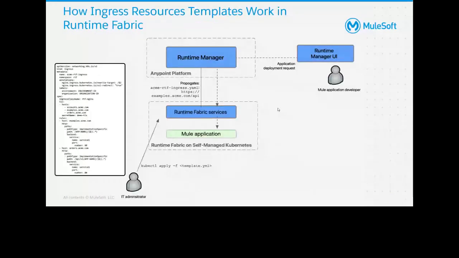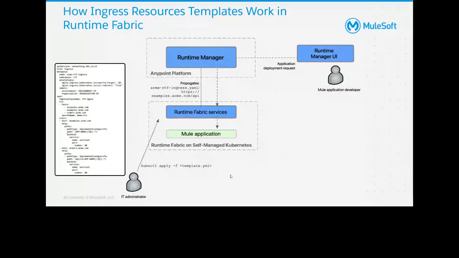So now you have RTF on your self-managed Kubernetes. So it's either AKS, EKS, or GKE. You have a cluster. You have installed RTF in it. Everything is fine. Installation was complete. You have deployed Mule applications. Fine. Now you want to expose your Mule application to the external world for your external consumers. So what do you need to do?